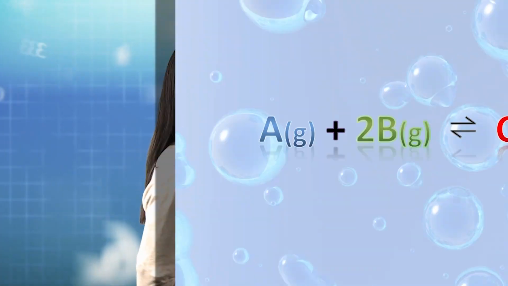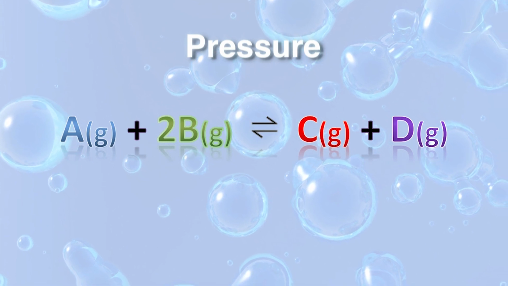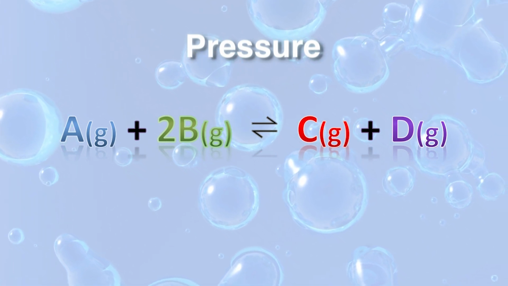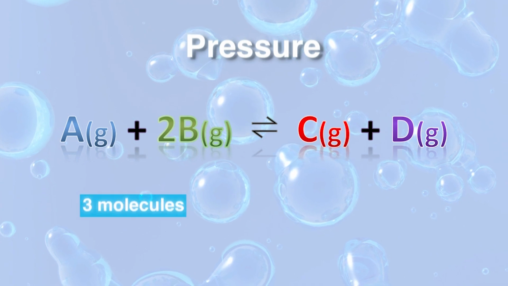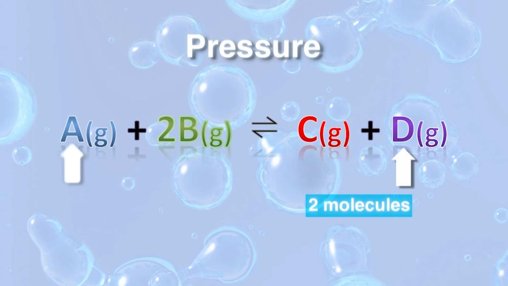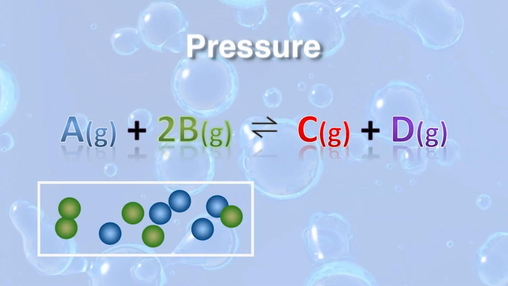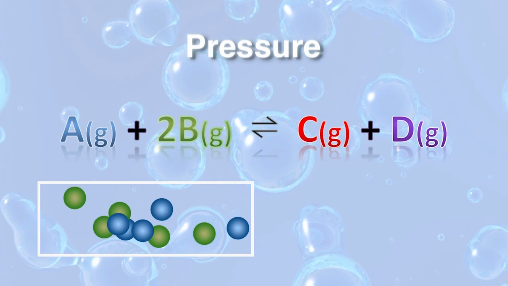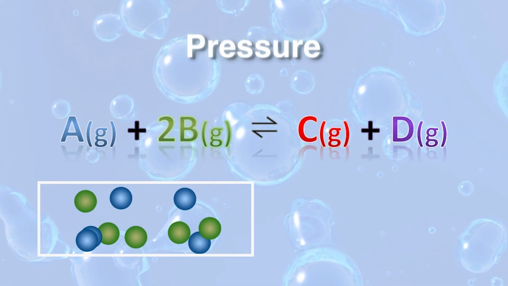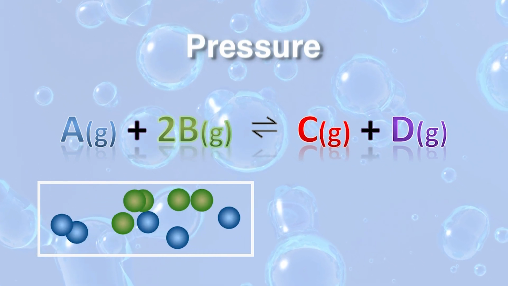So what about the effect of changing the pressure on the equilibrium position? Let's have a look. This really only applies to gas reactions where the total number of molecules is different on each side of the equation. In this example, there are 3 molecules on the left, but only 2 molecules on the right. Pressure is caused by molecules hitting the walls of their container. If you have fewer molecules at the same temperature, you will have a lower pressure.